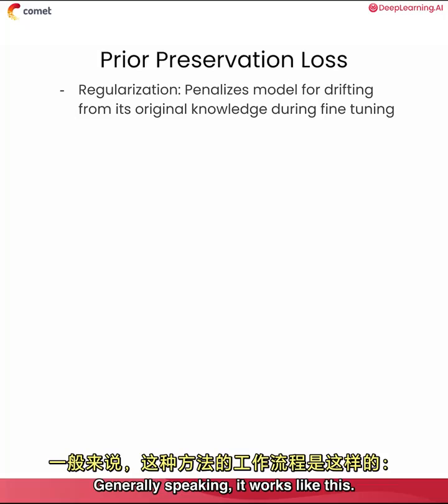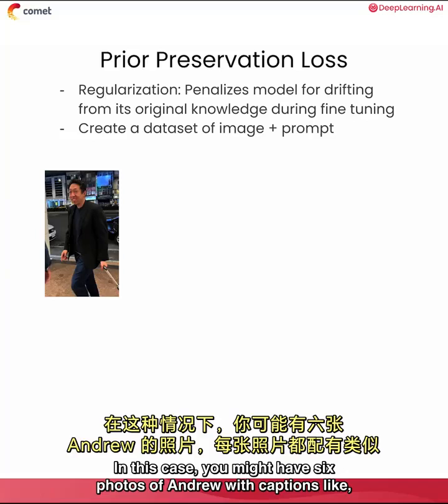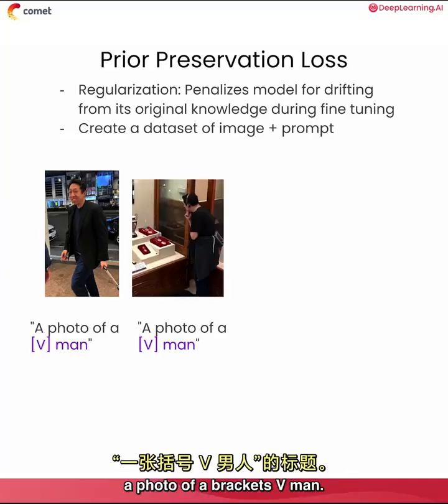Generally speaking, it works like this. You create a dataset of images paired with prompts. In this case, you might have 6 photos of Andrew with captions like a photo of a brackets V man.